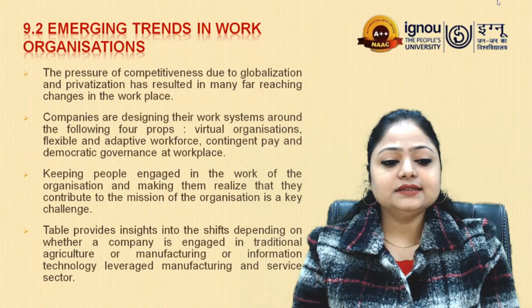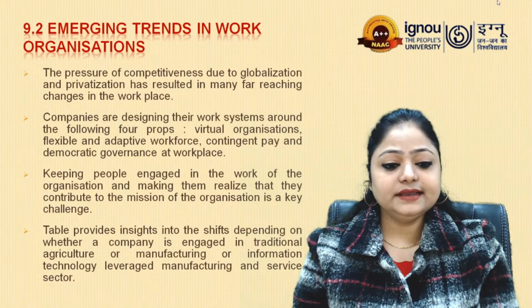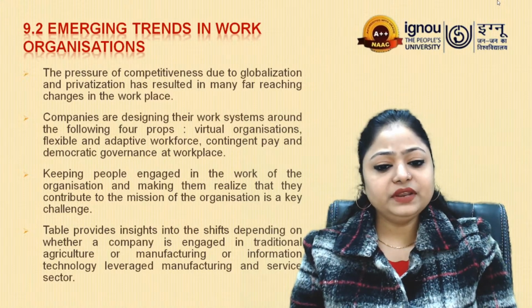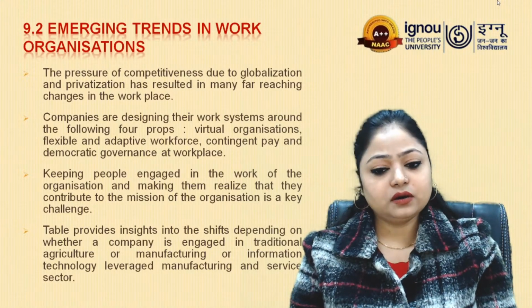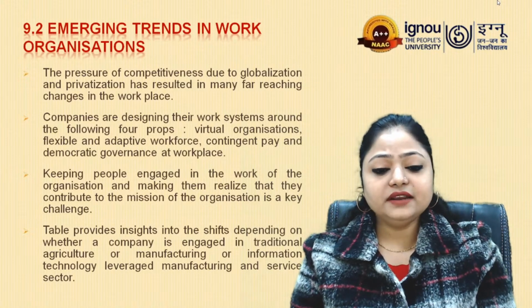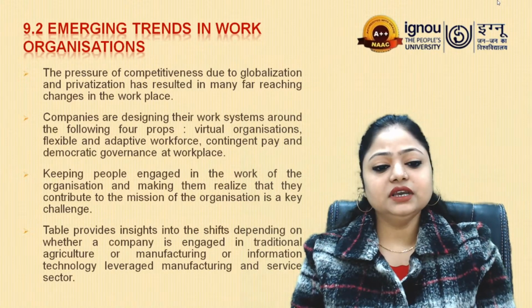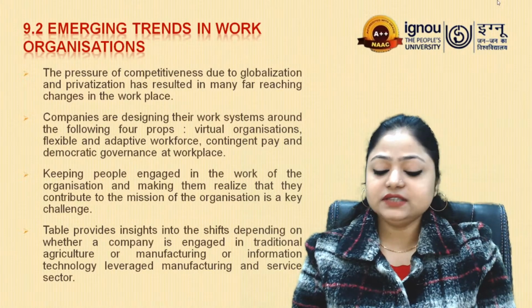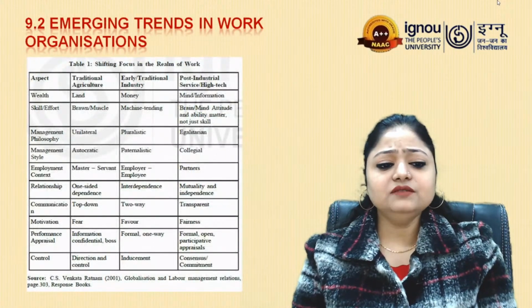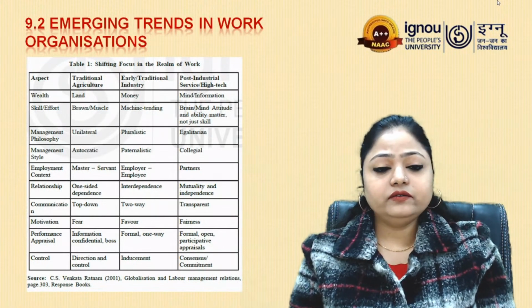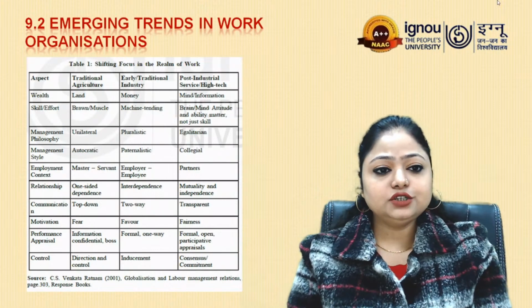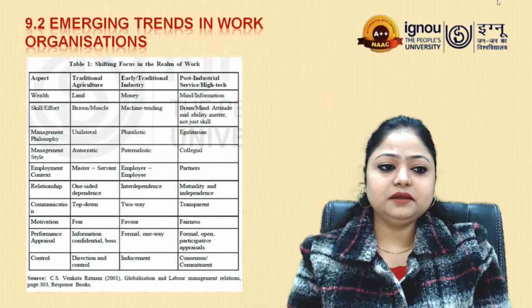Now, in the next slide, there's a table which provides us the insight into the shift depending upon whether a company is engaged in traditional agricultural or manufacturing or information technology, and how it's leveraging the manufacturing and servicing sector. And this is the table which we talked about in the last slide, and it shows how the shift has been taking place.